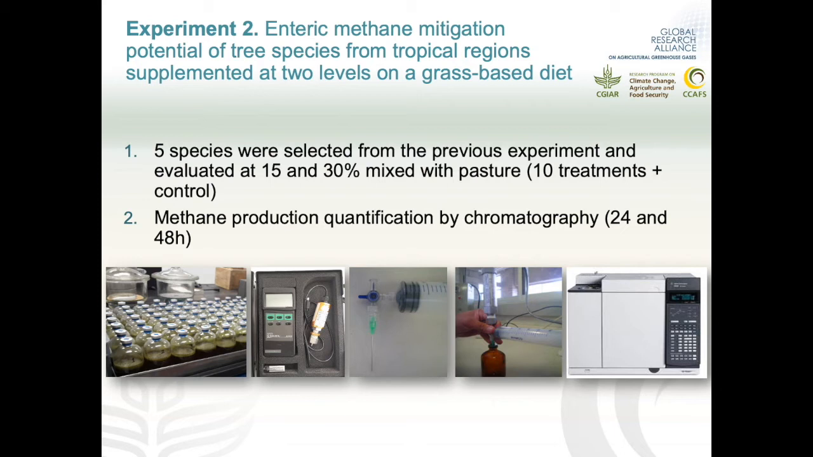In the second experiment, enteric methane mitigation potential of 3 species from tropical regions supplemented at 2 levels on a grass-based diet was evaluated. 5 species were selected from the previous experiment and evaluated at 15 and 30% mixed with a pasture. Also, in vitro gas production technique was used to quantify methane production in this experiment.